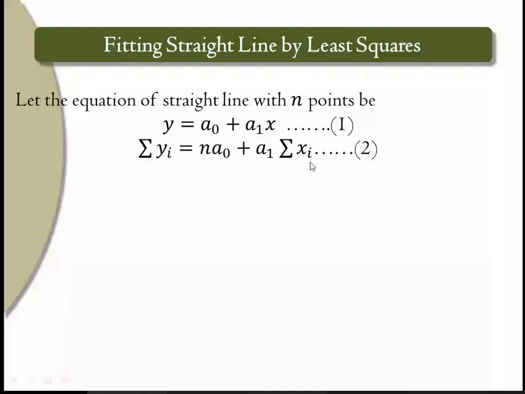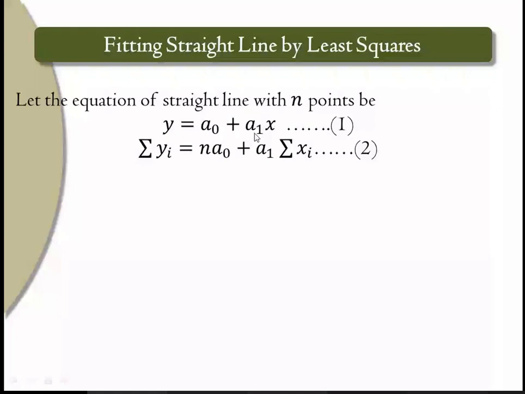Same way, now we got one equation. These values of summation x, summation y, we can get it from the table. N means number of observations. Okay, that we can get. So we got one equation in terms of a0 and a1, and we want to find the equation of this line. That is, we want to find what are a0 and a1.